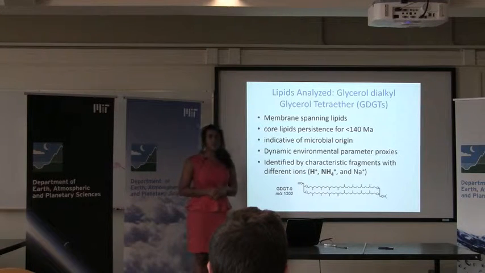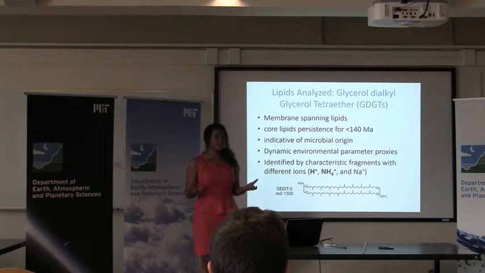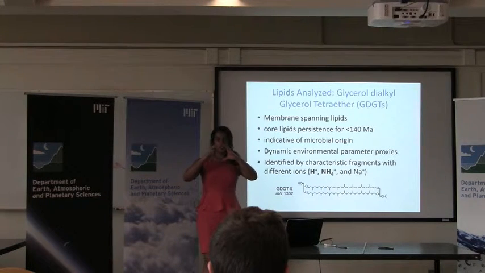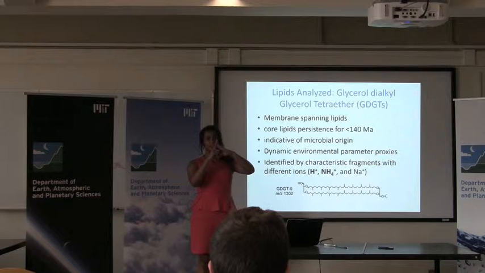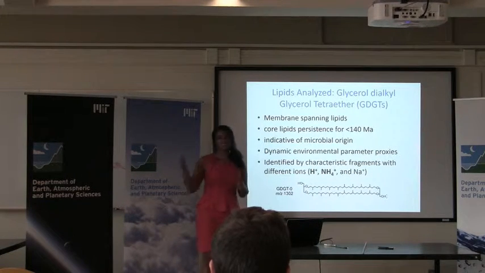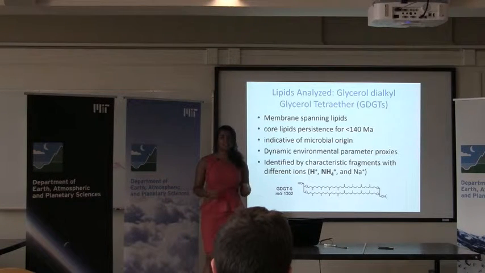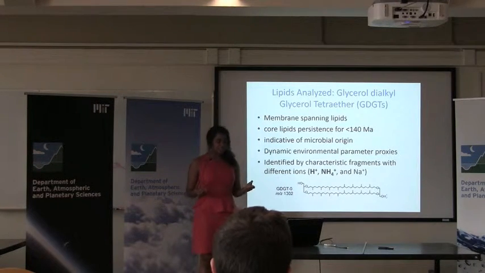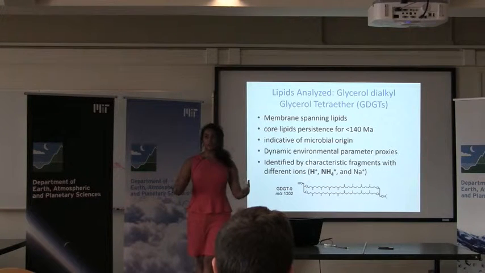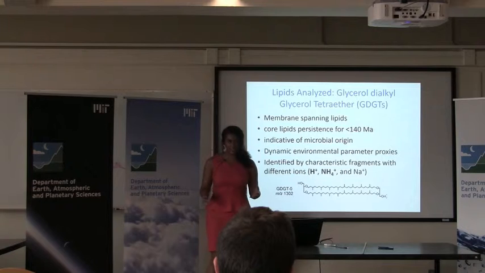So these are the membrane-spanning lipids. A lot of times when we think about lipids and membranes, we think about the lipid bilayer. But in this case, think about your cell, this is the outer membrane, and these ones just span the membrane itself. And the core lipids persist, so the ones that have lost that extra glyco group that's the polar head, those ones persist for a bit less than 140 million years. So they can last for a long time, and they give us a whole new time window that we can look at. They're highly indicative of microbial origin, so when we see them, it's very exciting. We know that that's what's happening.